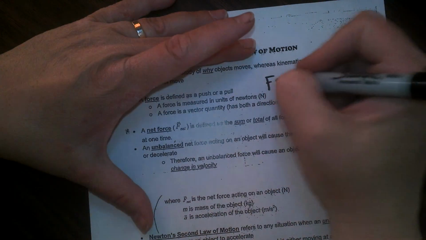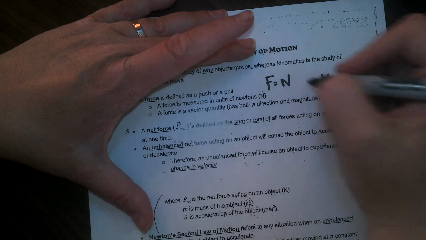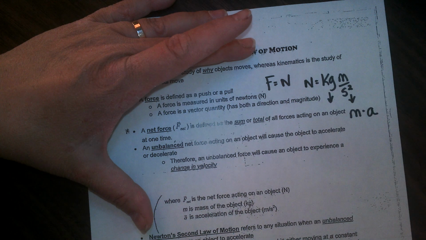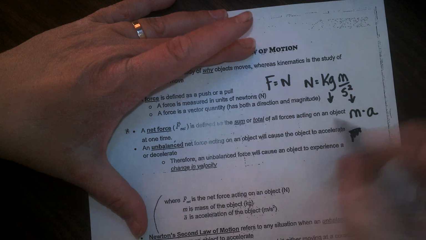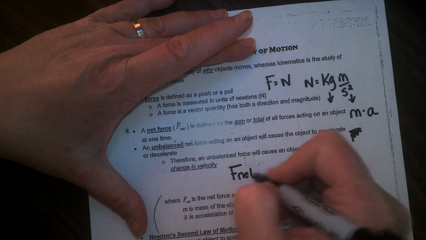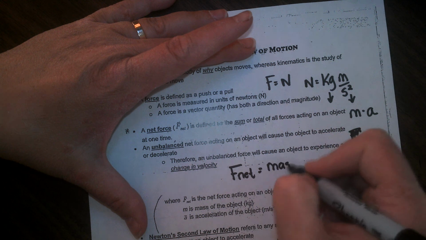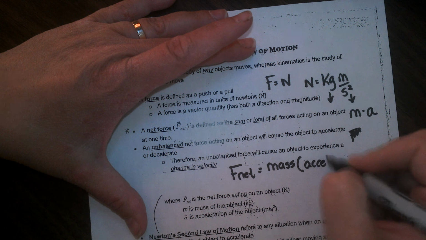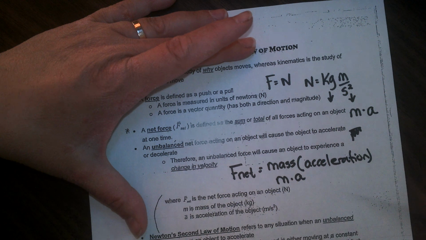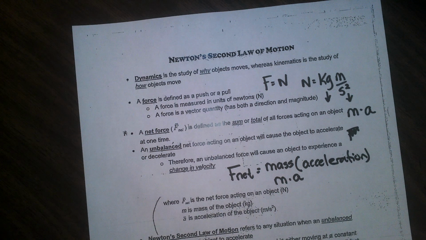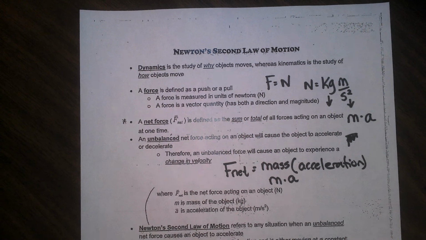A force is a Newton. A Newton is kilograms meters per second squared. So force, actually, we'll write it here. Force is equal to mass times acceleration. The units told us that. So a net force is the sum or the total of all of the forces that are in play.